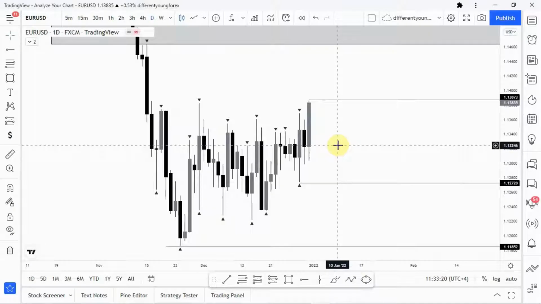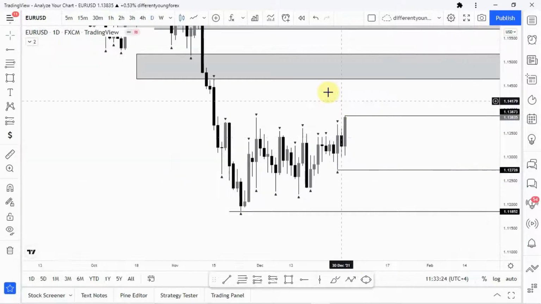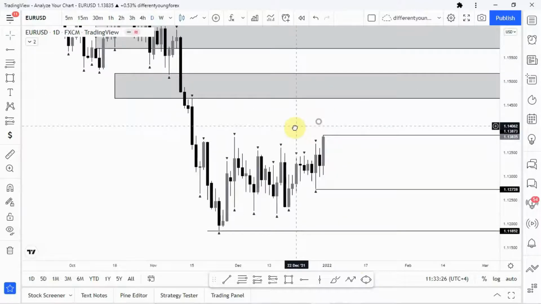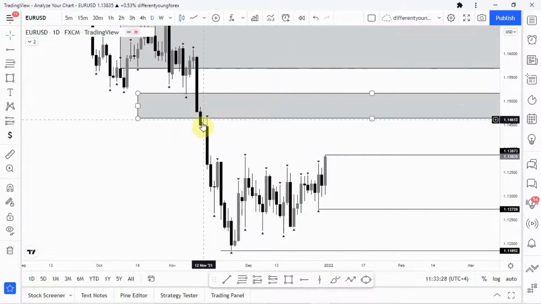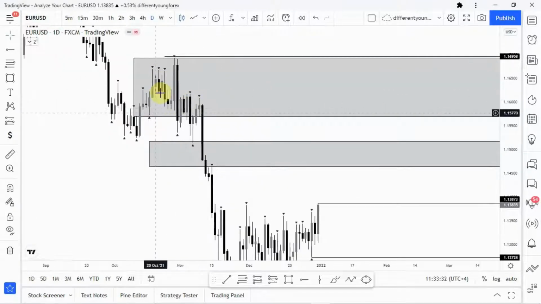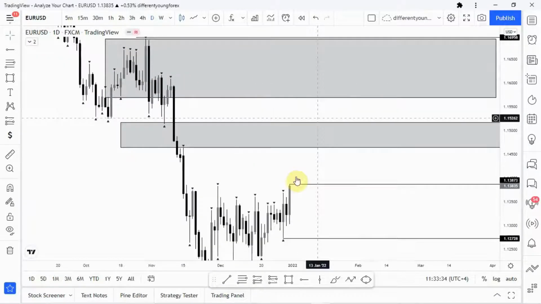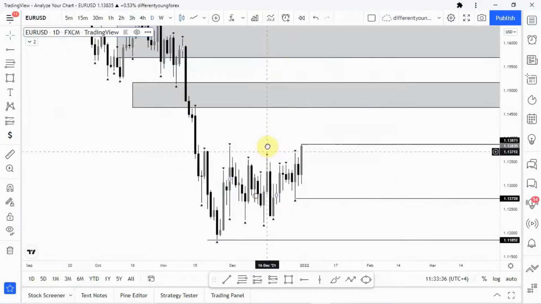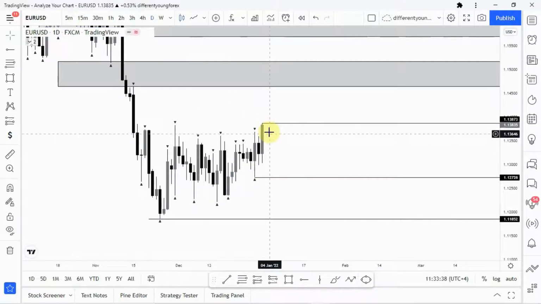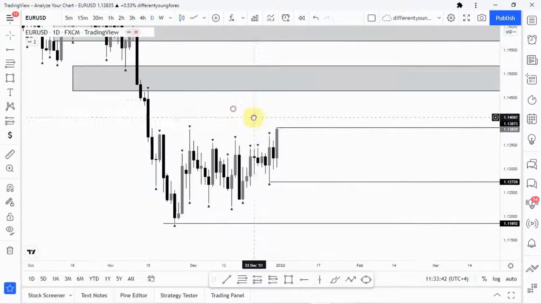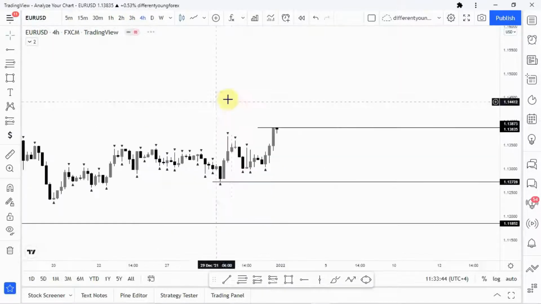So we have 4H bullish and daily bullish, but we have weekly bearish, but we are nowhere near our weekly important zone, which is first this inefficient price action, and the next is this block, which is quite far away at the moment. So we will keep expecting the price to pull back and go up, pull back and go up. So let's go back to the 4H time frame.